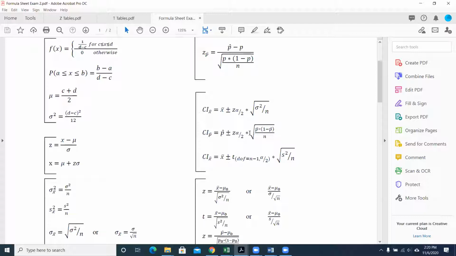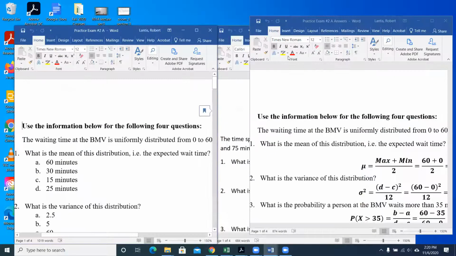So 1.96 times the square root. Oh, I made a mistake. Hold on. There we go. So 0.304 is approximately that lower bound.